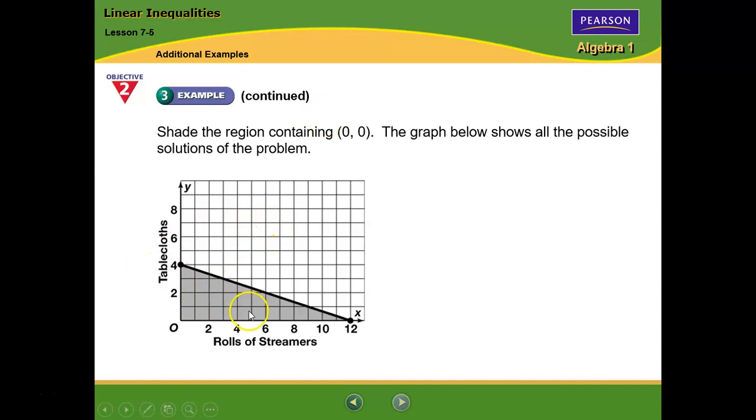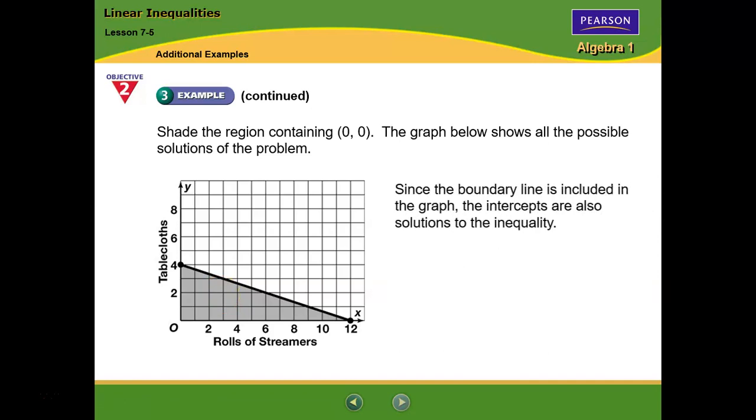And we could continue this. We could buy 5 rolls of streamers and 1 tablecloth, 5 rolls of streamers and 2 tablecloths, 6 rolls of streamers and 1 tablecloth, or maybe we want to buy only 7 rolls of streamers and no tablecloths. That point right there. There are so many different possibilities. Another possibility would be no rolls of streamers and 4 tablecloths. We're sure at this point because it was an intercept. We could also come down here and say 7 rolls of streamers and no tablecloths. As long as it is in that shaded region and you are absolutely sure it's on the line, then that would be a possible combination.